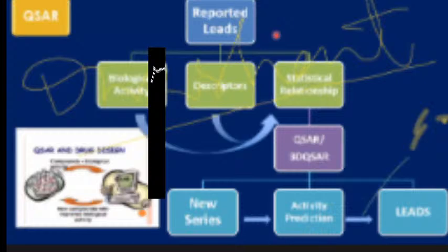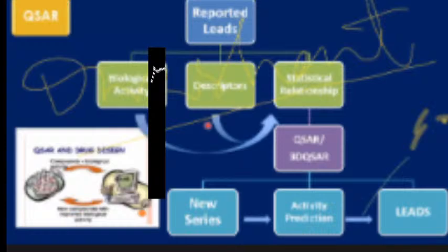Now, what we do is calculate different descriptors for this reported lead or number of leads. There are thousands of descriptors. One of the free websites is eDragon. You can Google it and find it. From eDragon, you can calculate a number of descriptors, and these descriptors are calculated for each molecule. Whatever you have, for example 10 molecules or 100 molecules of a series.